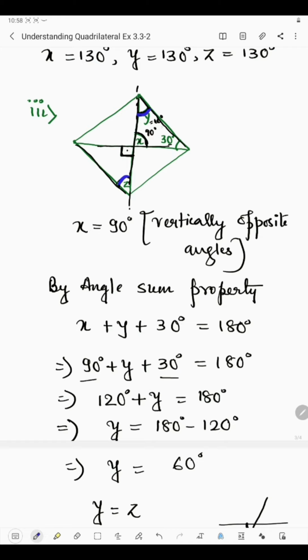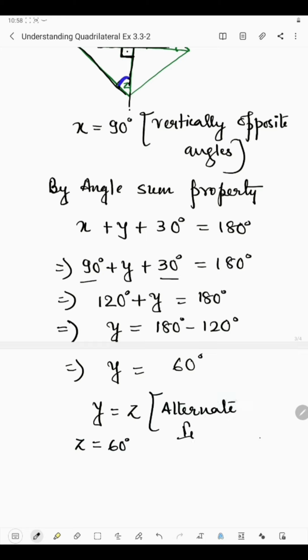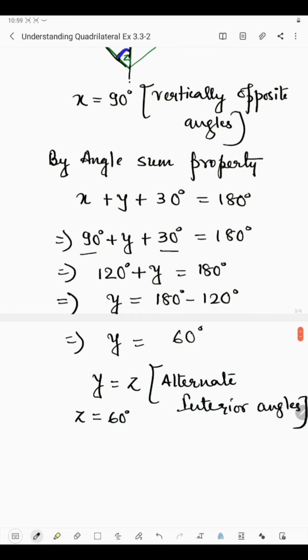So if Y is 60 degree, then Z also will be 60 degree. So we will write Z is equal to 60 degree. Here we will have to write the reason: alternate interior angles. Okay. So we have got the value of X, Y and Z. X is 90 degree, Y is 60 degree and Z is 60 degree.